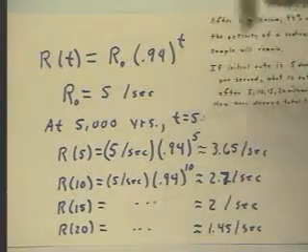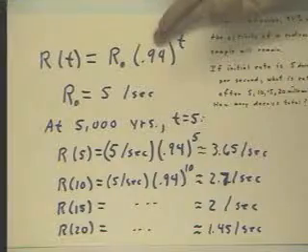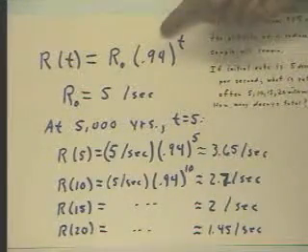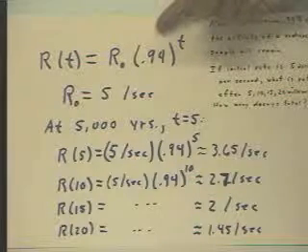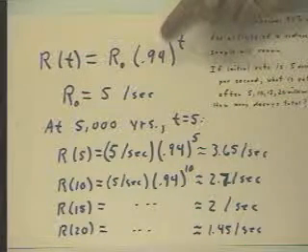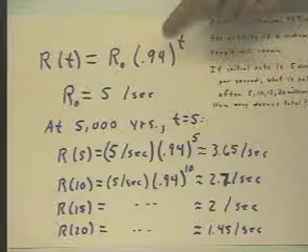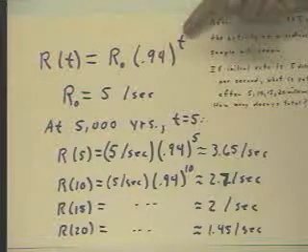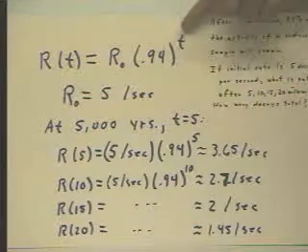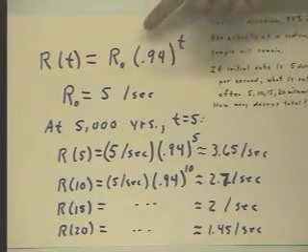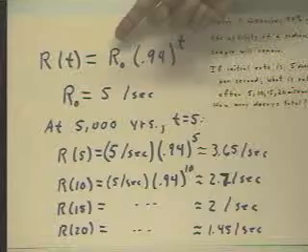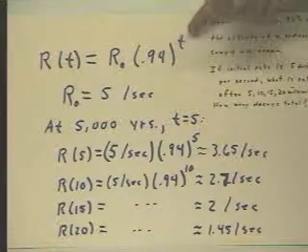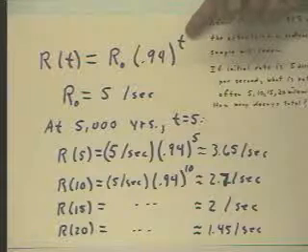In the first place, if 94% of the sample remains after 1 millennium, then after 2 millennia, well, after the first millennium you're going to have 0.94 of the original rate, and after another you're going to have 0.94 of that. That means you'll have 0.94 to the second power. So if t was 2 for 2 millennia, your rate at 2 would be your original rate, whatever that is, times 0.94 raised to the second power.